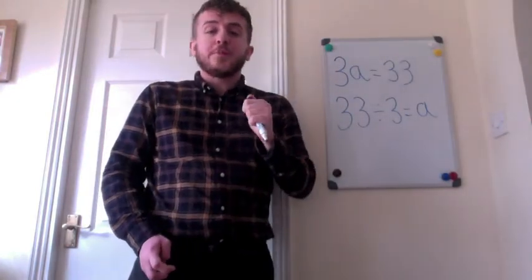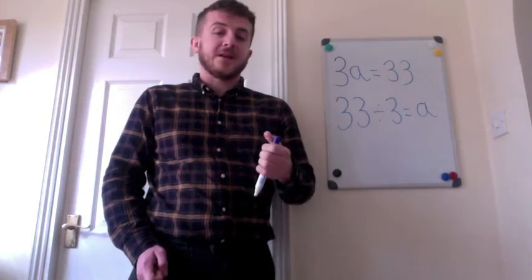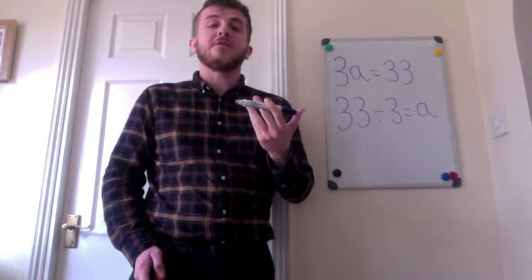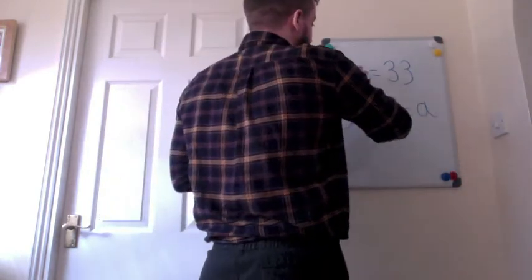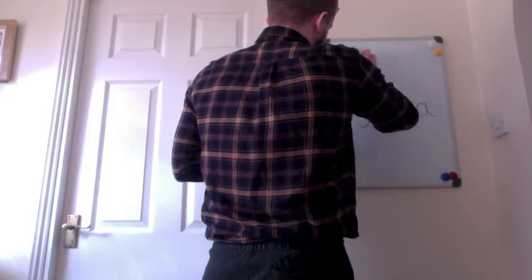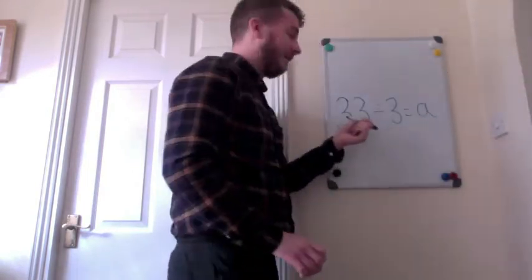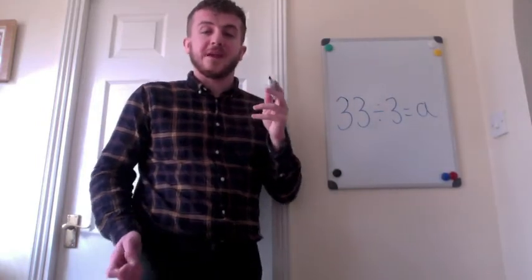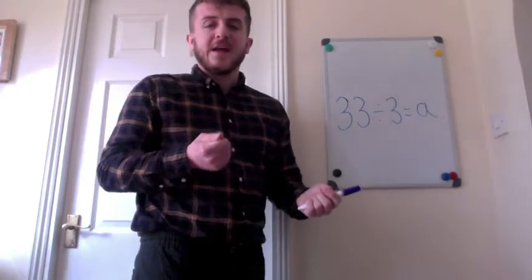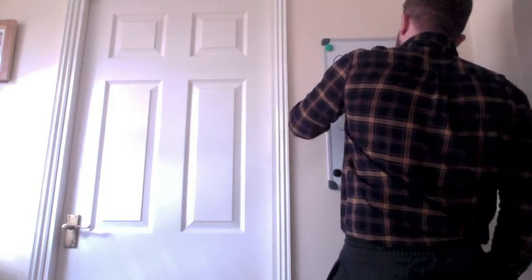Again, you can choose to pause the video to calculate this one yourself, or you can continue on. So I'm going to give you the answer. So, 33 divided by 3, using my mental calculations, my 3 times tables, equals 11. Therefore, A equals 11.